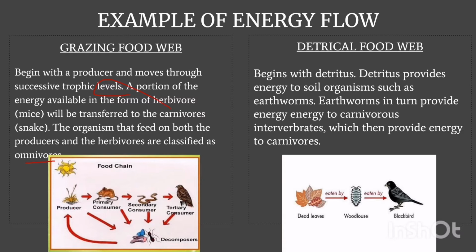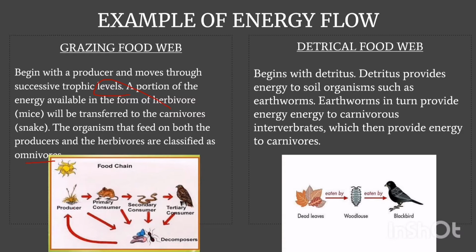So the detrital food web begins with detritus. What is detritus actually? Never mind. Detritus is actually dead particulate organic material as distinguished from dissolved organic material. Actually it is something that is dead. So they include the bodies or fragments of bodies of dead organisms and fecal material. So it begins with detritus, what I said earlier.